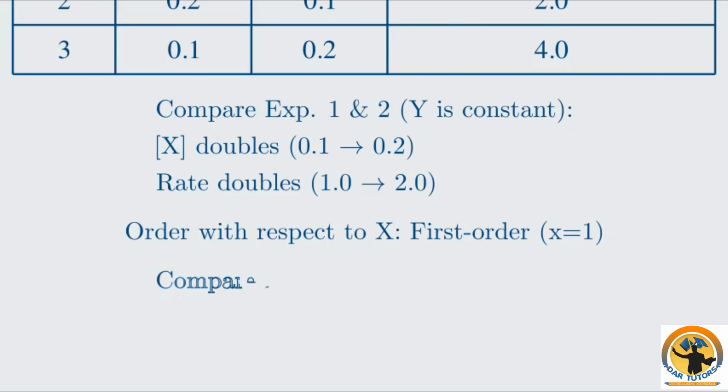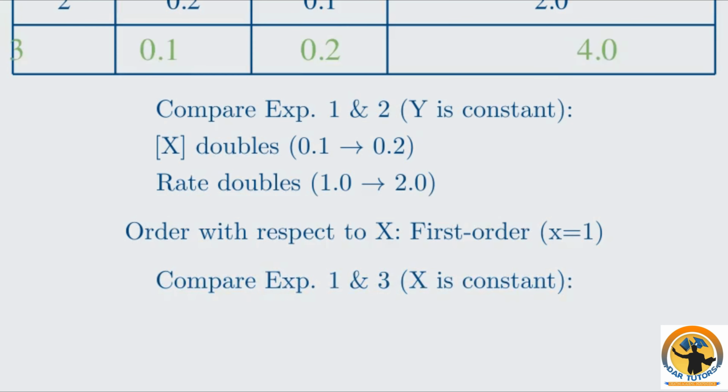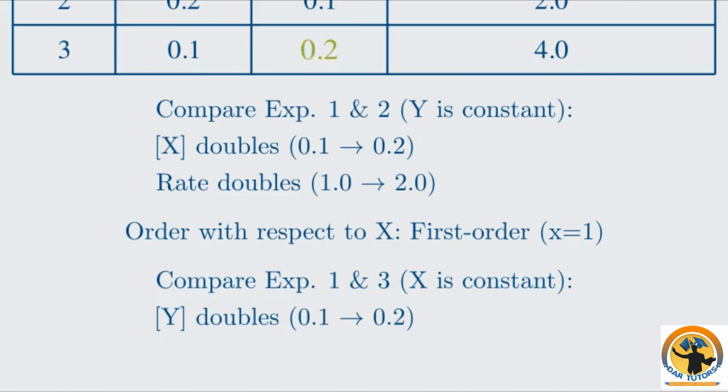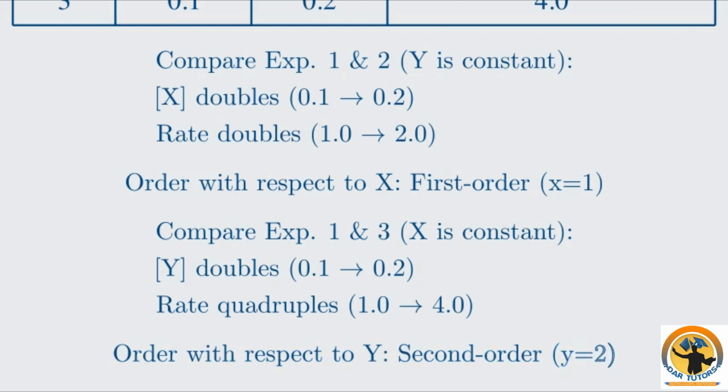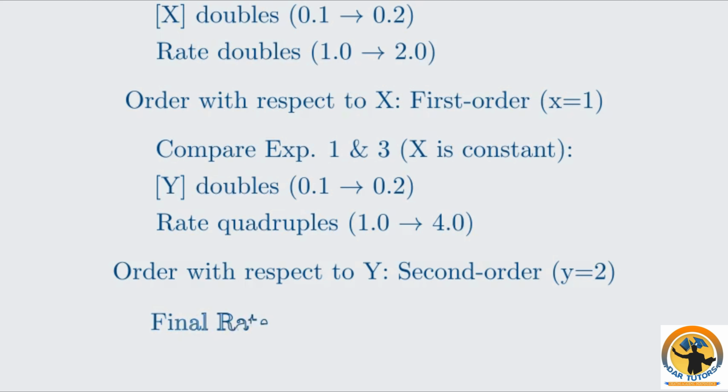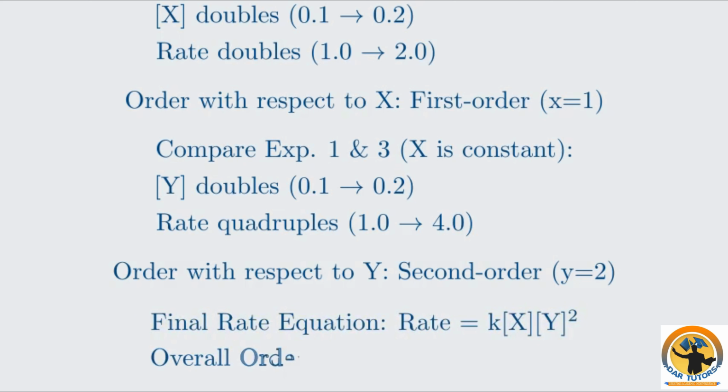Now for reactant Y. We compare experiments 1 and 3, where the concentration of X is kept constant. The concentration of Y doubles. The rate, however, quadruples from 1.0 to 4.0. Since doubling the concentration increases the rate by a factor of 2 squared, or 4, the reaction is second order with respect to Y. So our exponent y is 2. Combining these, the full rate equation is rate equals k times the concentration of X times the concentration of Y squared. The overall order of the reaction is 1 plus 2, which equals 3. We have now deduced the full rate equation from the experimental data.